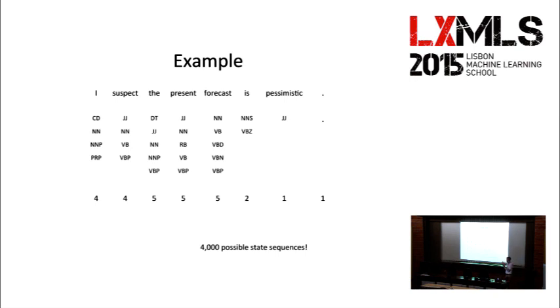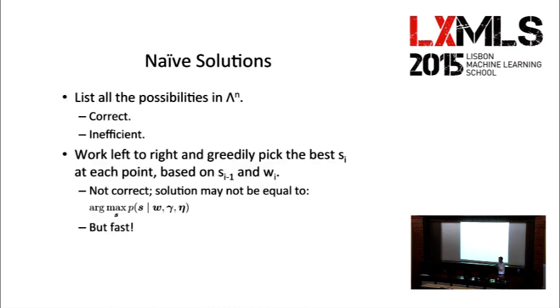OK, so 4,000 sequences. If this sentence were twice as long, we'd have far more. We are not going to enumerate the sequences. But let's just humor me for a second and imagine that that's what we're going to do. Just list all the possibilities, all the lambda to the n possible sequences, and then you could score each one using your HMM, and pick the one that's got the highest score, and that would be correct. But it would not be efficient. Very, very inefficient. But I always think it's good to identify the correct solution that takes too long before you start thinking about the efficient correct solution.